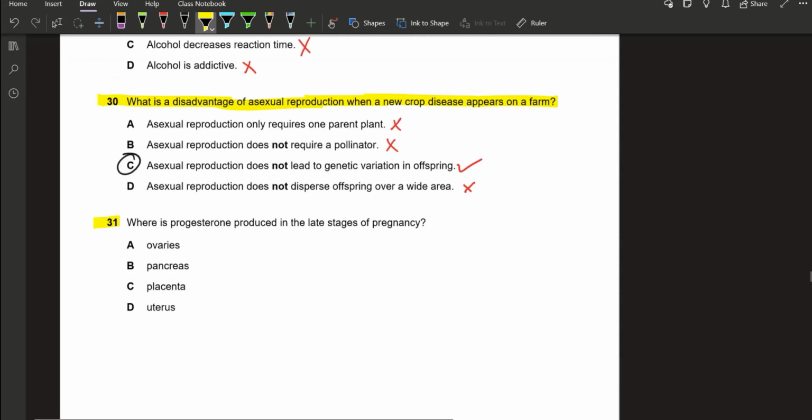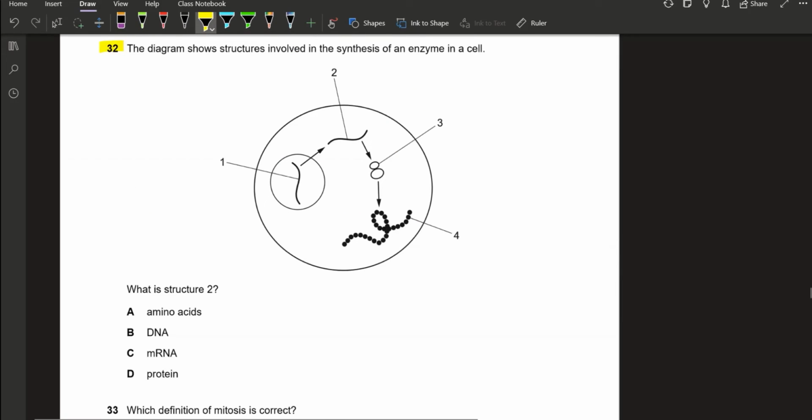Question number 31. Where is progesterone produced in the late stages of pregnancy? It is produced in the placenta, so the correct option would be option C. Question number 32. The diagram shows structures involved in the synthesis of an enzyme in a cell. What is structure 2? So structure 2 is an mRNA. The correct option would be option C.